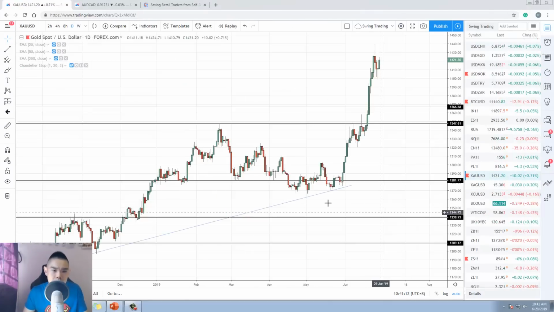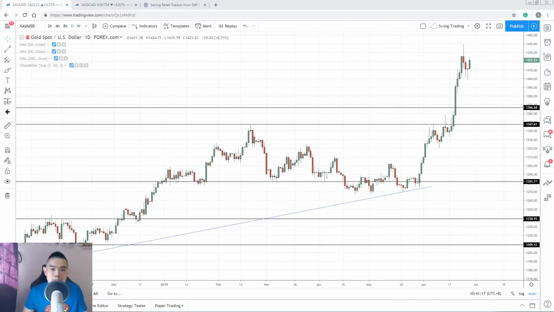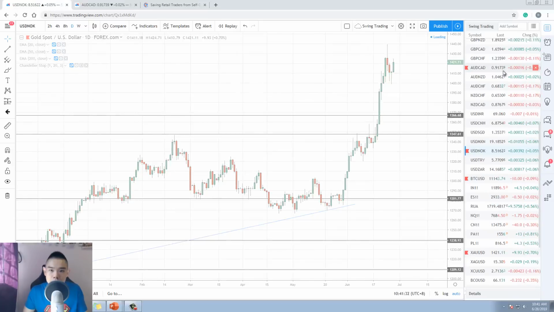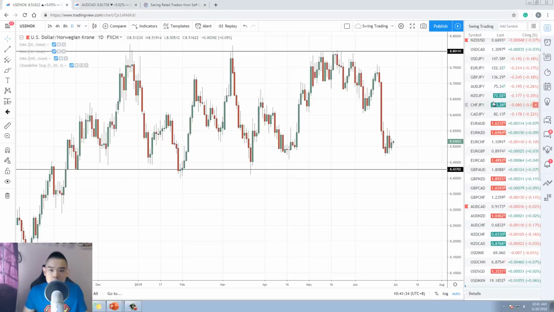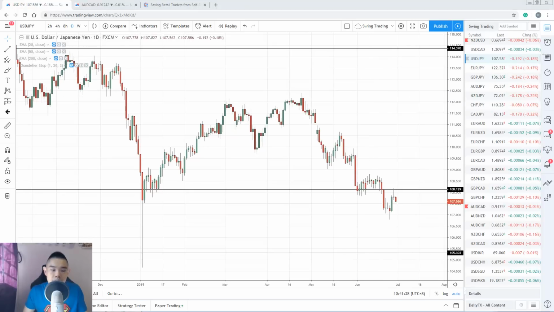If you look at this market of gold, you can see that over here, this is a trending move. This is a trending move. This is a trending move. Notice the range of these candles are larger than usual. This is what we call a trending move. So here's another example, just to make my point. Dollar yen.